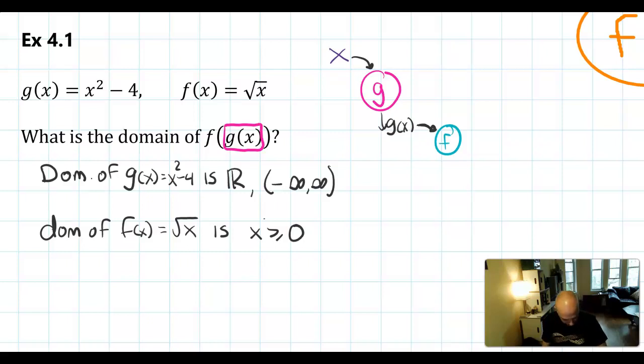So really what I need to have happen is not x greater than 0. And this is that second line. I'm going to cross that out and write, I need g of x to be greater than or equal to 0. Okay. And then I know the equation for g of x, so I can say, oh, well, that would mean I need x squared minus 4 greater than or equal to 0.